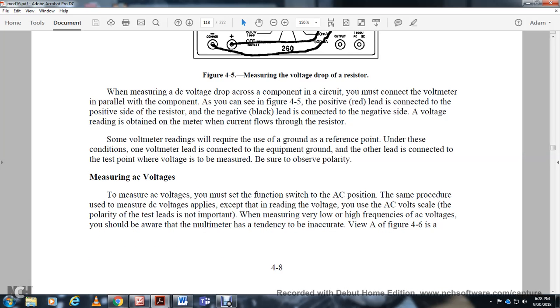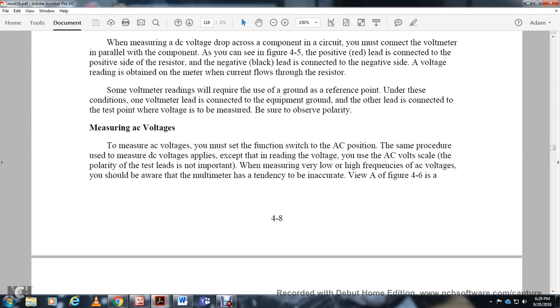Measuring AC voltage: you must set up the function switch to AC, with the same procedure as for DC voltage, except that you read the AC volt scale. The polarity of the test leads is not important. When measuring low voltage at high frequency of AC voltage, you should be aware of the multimeter's potential interaction with the circuit. See figure 4-6.